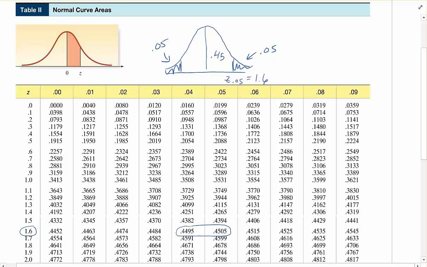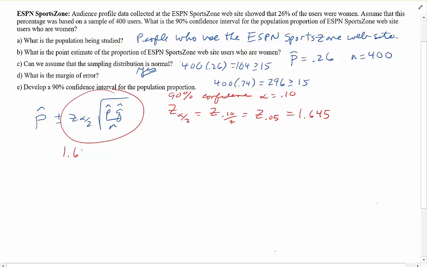And I'm going to interpolate a little bit. So my Z value is between 1.64 and 1.65. I'll say the Z is 1.645. So we have 1.645 times the square root of 0.26 times 0.74 divided by 400.